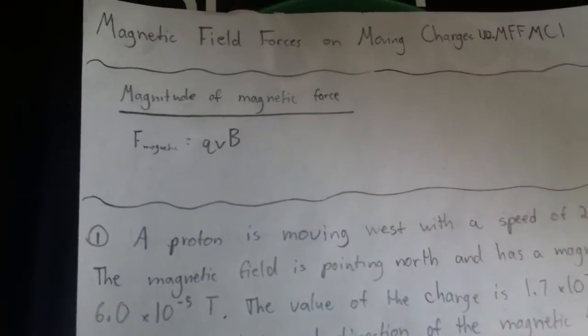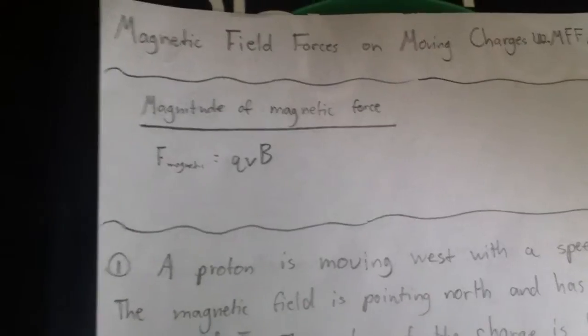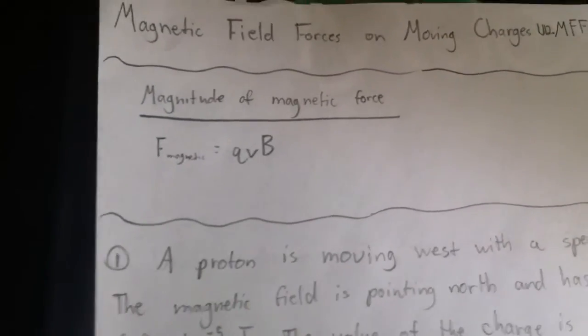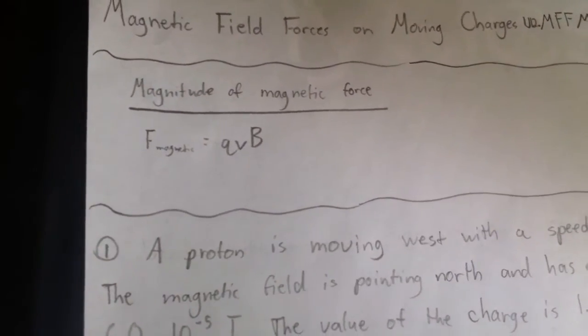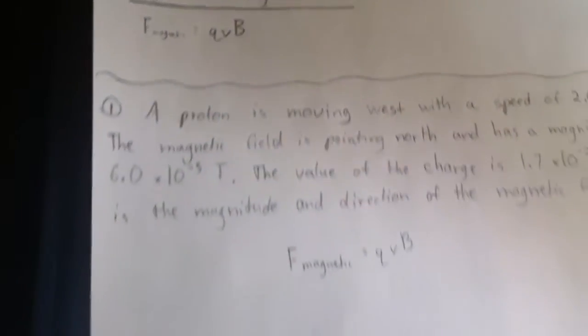So, to find the magnitude, we need this equation right here, the magnitude of the magnetic force. The magnetic force equals the magnitude of the charge times the velocity of the charge times the magnitude of the magnetic field. So let's do a problem.